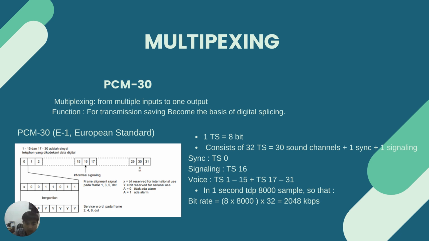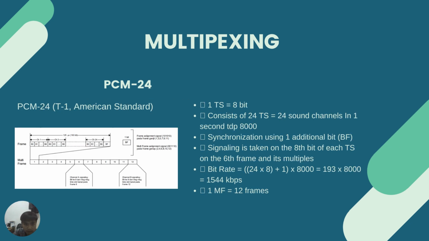So it becomes 2048 kbps for the PCM 30. That's the standard of Europe. And the next one is the PCM 24.